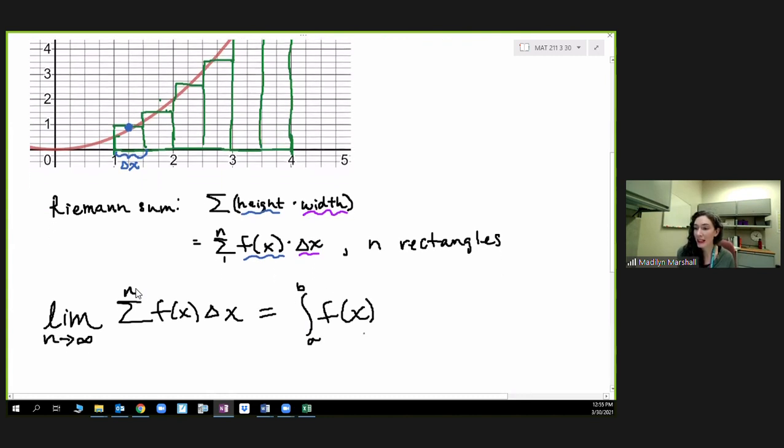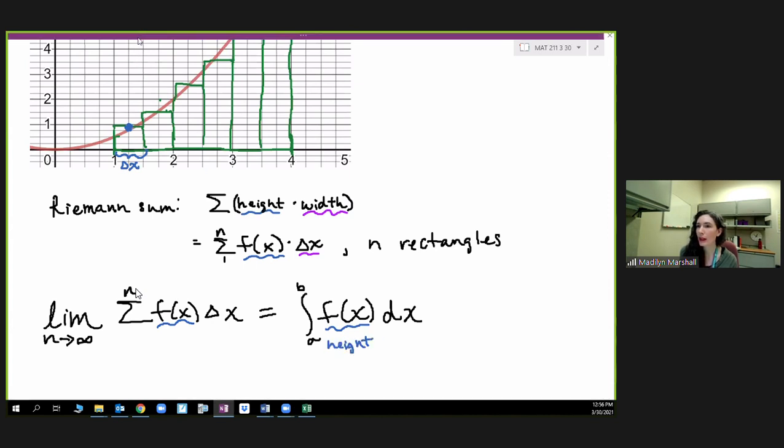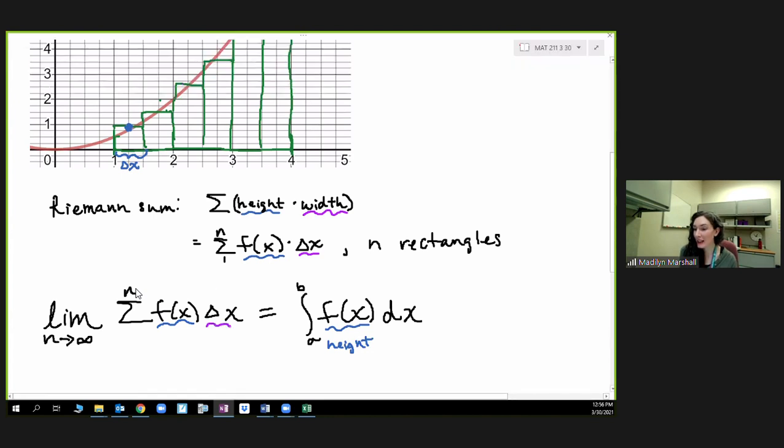F of x is still the height of these rectangles. And now dx is the width. So the analogs here are f of x is still the height. But now instead of having some substantive change in x, our change in x is dx. So this is an infinitely small width. So this is technically a width of 0.